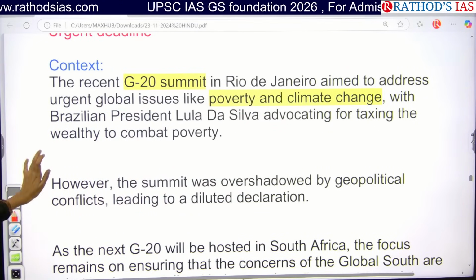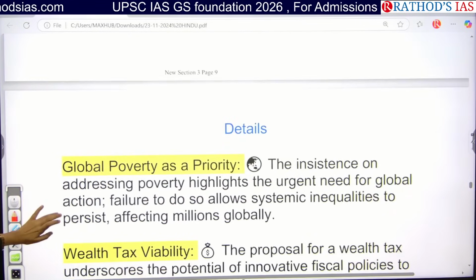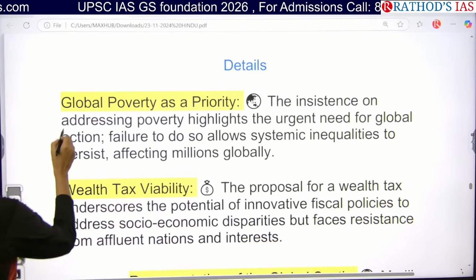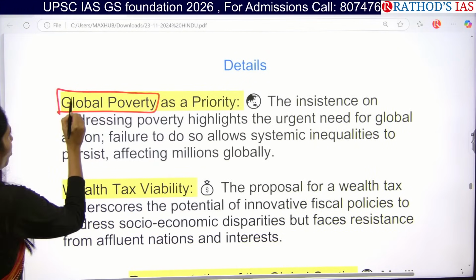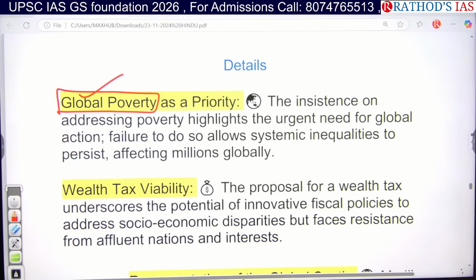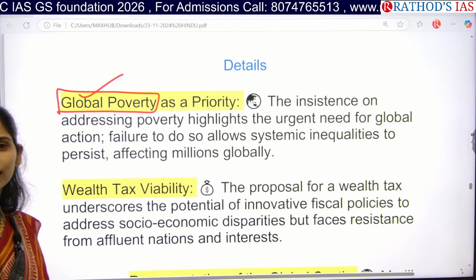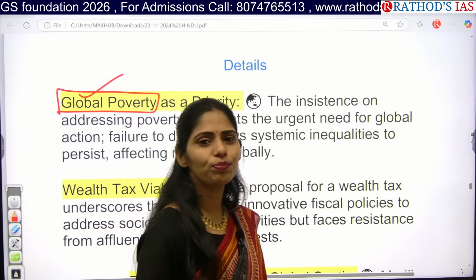Okay, now let us see what are the key points given here. So here they are focusing on global poverty. Now global poverty is a priority. So why is global poverty a priority now? What happens because of poverty?